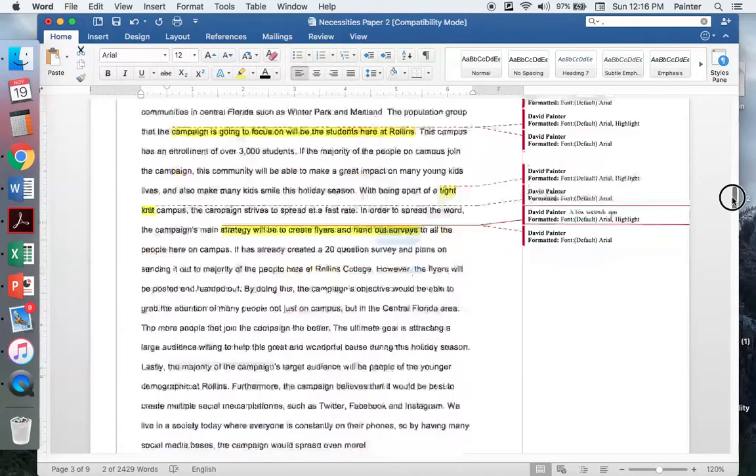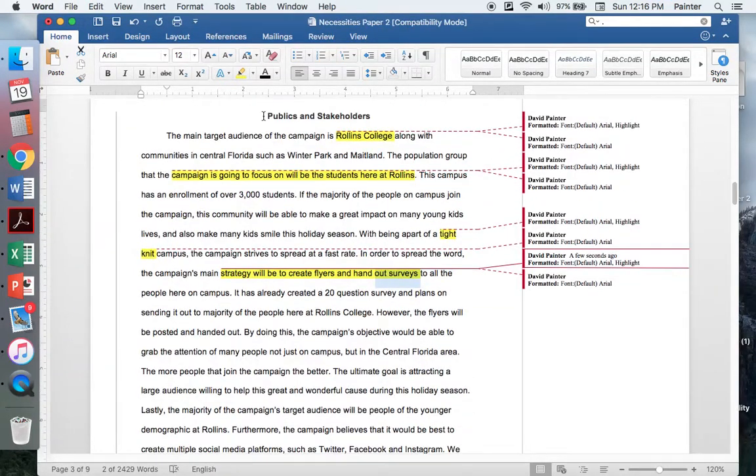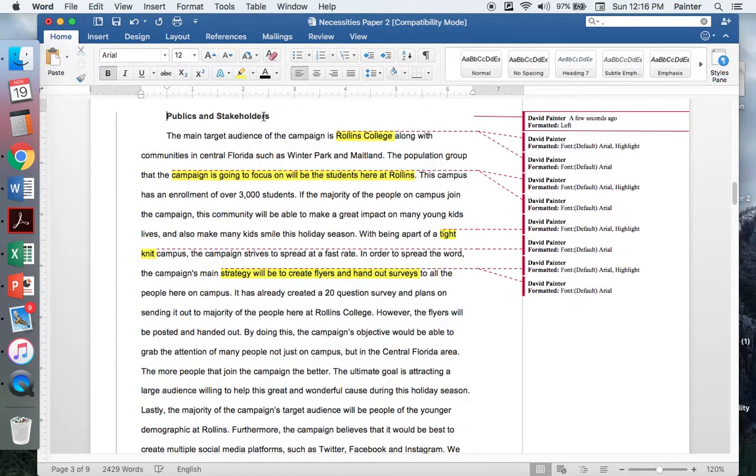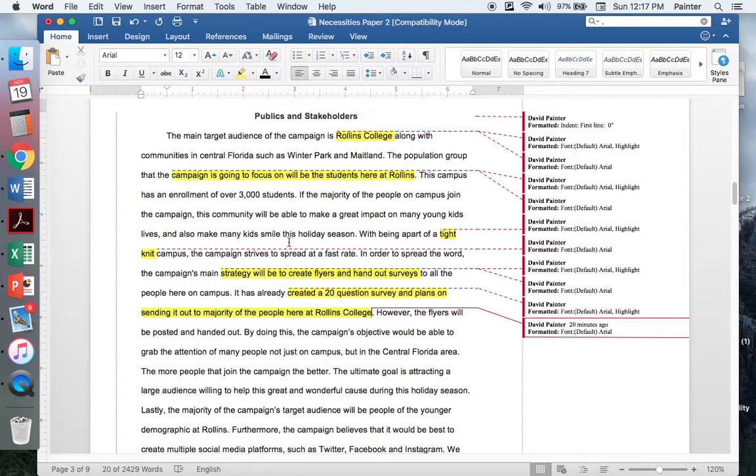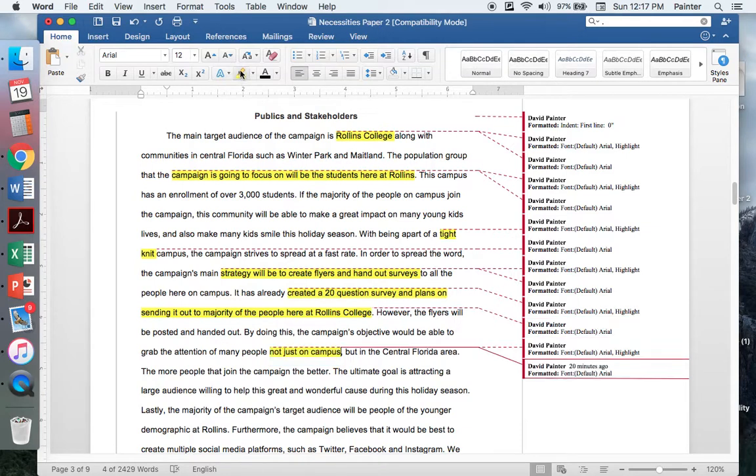I don't understand why we are talking about the campaign and the publics and stakeholders. Who are the publics? Who are the target audiences? By doing this, the campaign's objective would be able to grab the attention of many people, not just on campus. Well, how did your 20-question survey grab the attention of people off campus, not just on campus? Did you reach people that were not on campus?